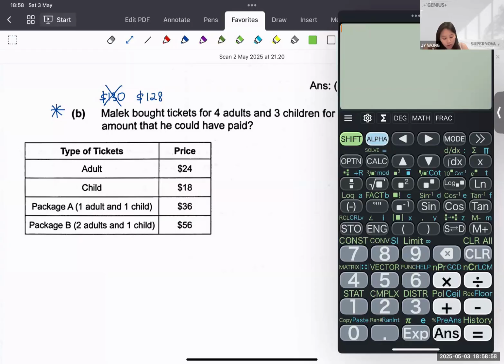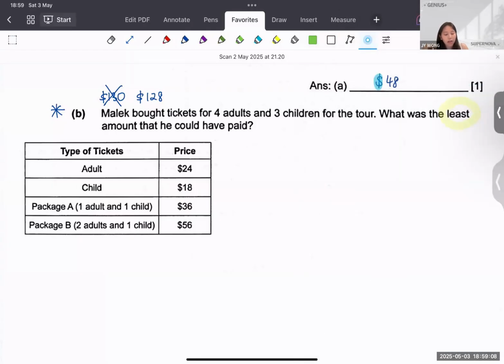Then you see 2 adults. 2 adults is 48. 1 child is 18. See, the actual price is 66, but currently it's 56. So it's cheaper by $10. Now, how do you decide what to calculate to get 4 adults and 3 children?